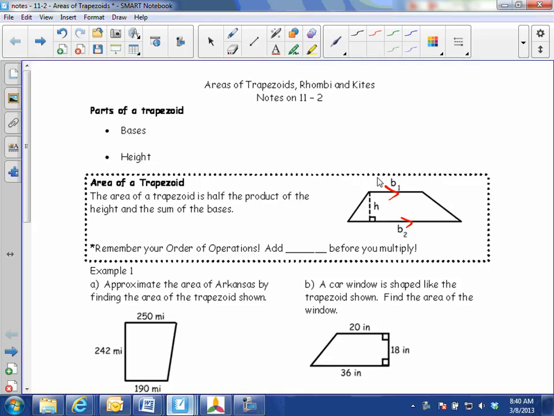So parts of a trapezoid, we have two bases for a trapezoid. Those are the two parallel sides. Remember, railroad track symbols mean parallel. And the height is going to be the distance, or I should say the perpendicular distance, between the bases.